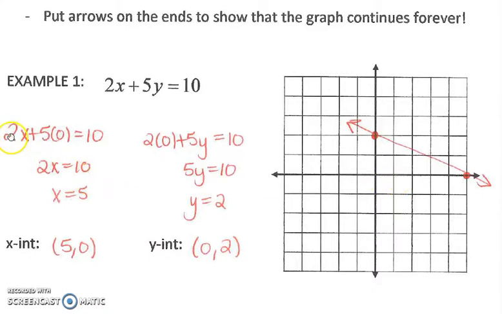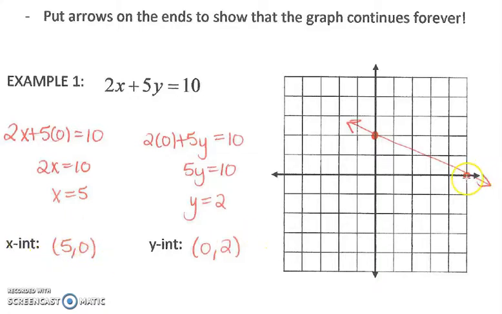So please copy 2x plus 5 times 0 equals 10. Now, x-intercept means where the graph crosses the x-axis. And in order to find this number, you need to plug in 0 for y. If I plug 0 into y and solve for x, that gives me the x-intercept. 5 times 0 is 0. 2x plus 0 equals 10. 2x equals 10. Divide each side by 2, x equals 5. So the x-intercept is 5, 0.